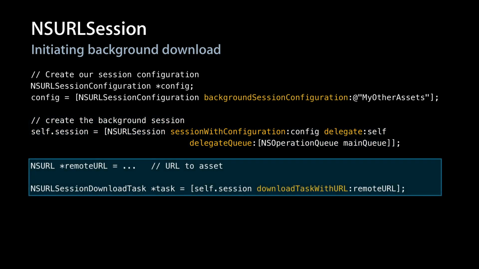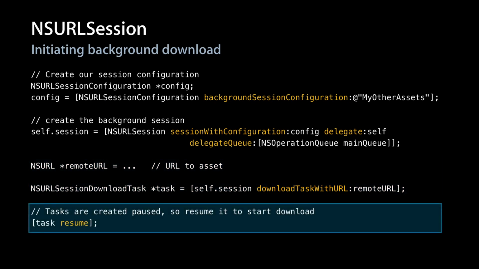In order to do that, you have a URL to a resource, probably on your server or somewhere on the internet, that you want to download. And you simply ask the session, I'd like a download task with this URL. And you get back a task object that represents the state of that transfer happening in a background daemon. Now, these transfers are created paused by default. So when you get this task back, in order to actually start the transfer, you simply call resume on it. And now the background daemon will start downloading your content.